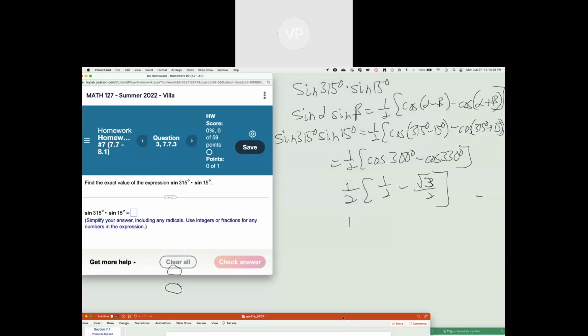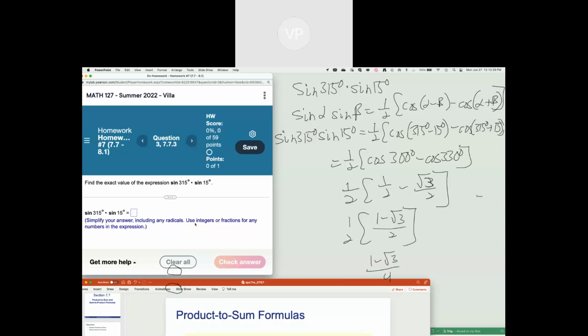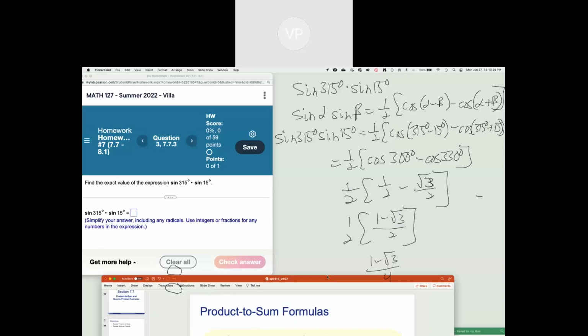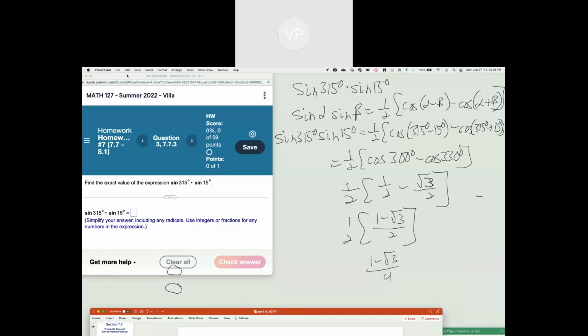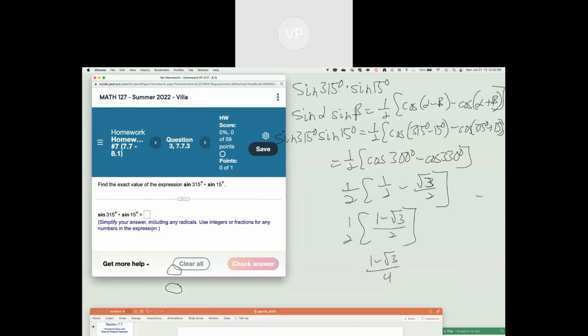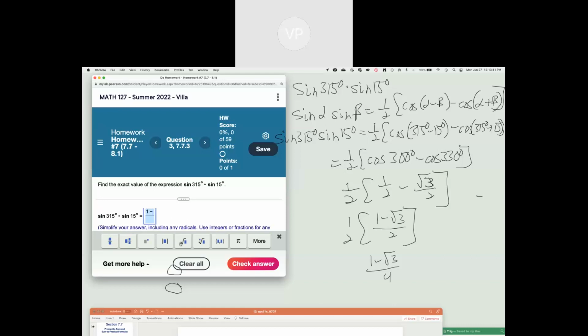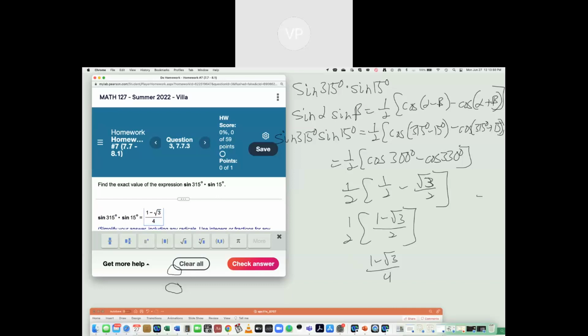Okay, now it's our algebra. That's all this is. We get a 1 minus root 3 over 2, and then 1 minus root 3 over 4, and that's about as far as we can go. And remember the instructions. I didn't read them out, but simplify your answer. That's what we did right here. Include the radicals, integers, or fractions, and it doesn't blatantly say it, but no decimals. Because I could easily type in sine of 315, sine of 15, but they want the exact answer, so that's this 1 minus square root of 3 over 4.